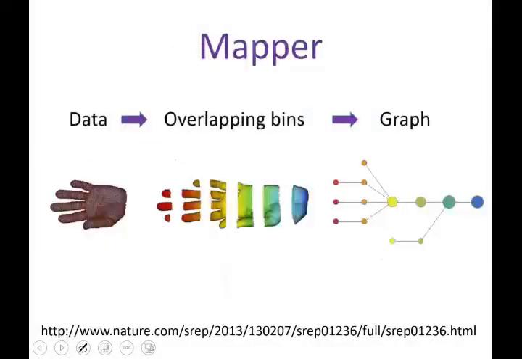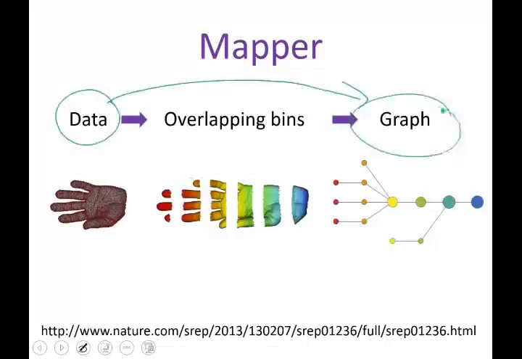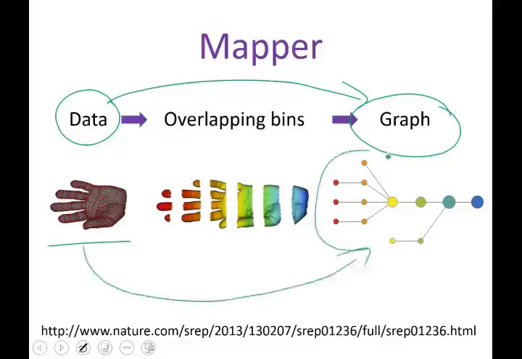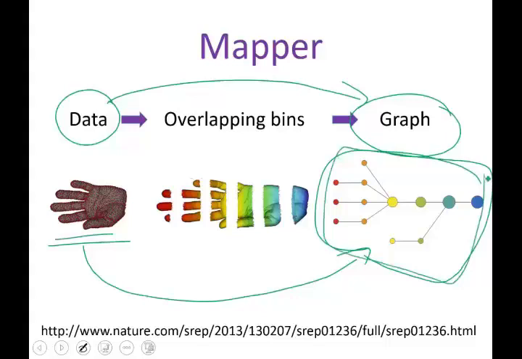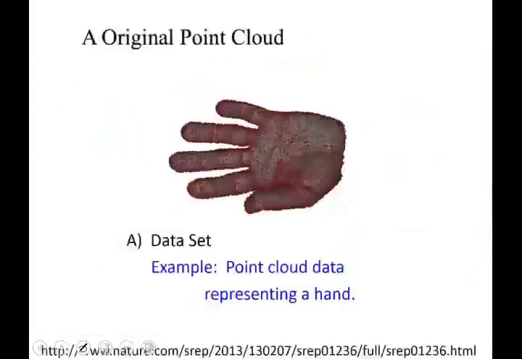The idea behind MAPPER is to take a data set and output a graph that represents the data set. So for example, if we've got data covering a three-dimensional hand, we can create a graph that represents that three-dimensional hand using the software MAPPER. Again, the input is the data set and the output is a graph representing the data set. And the graph will be created by using overlapping bins as we describe in detail.